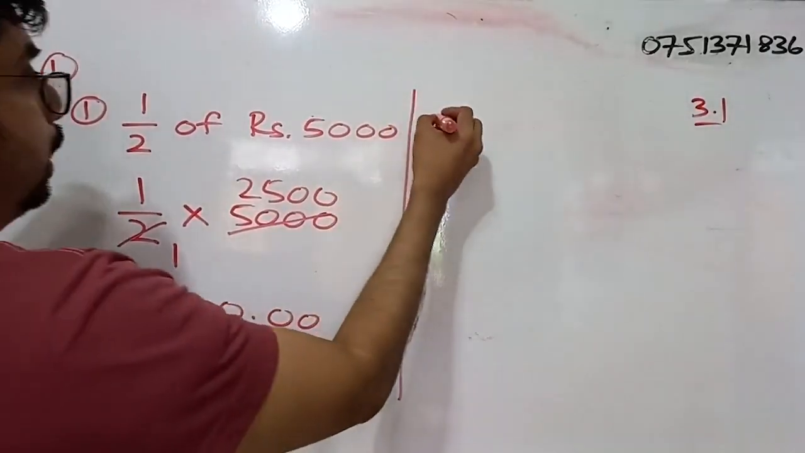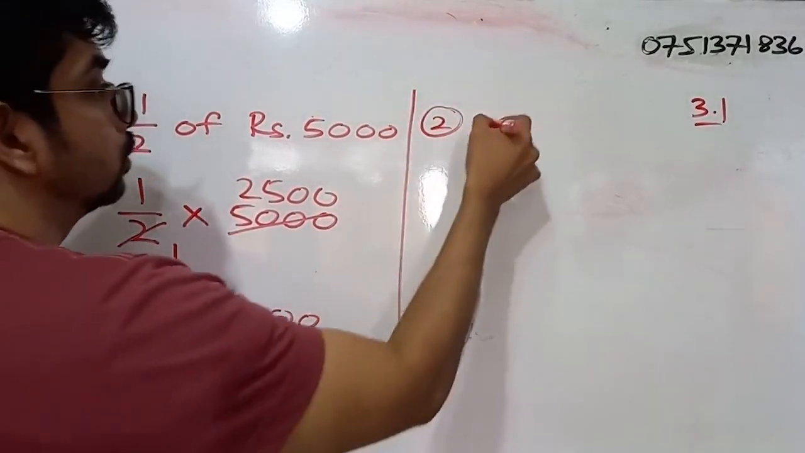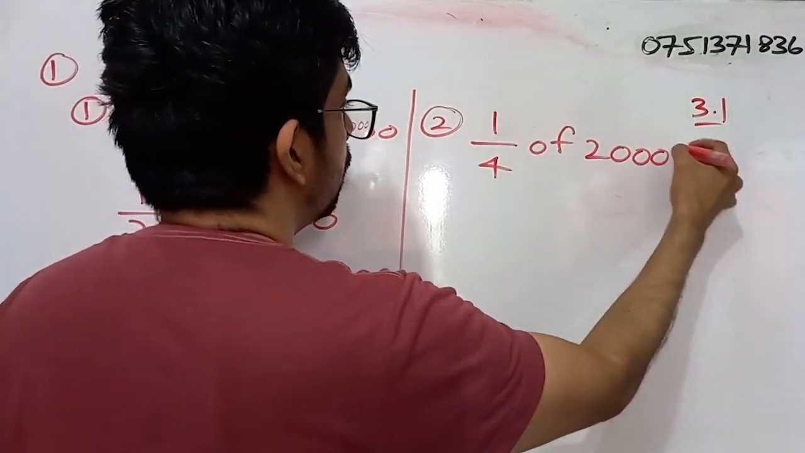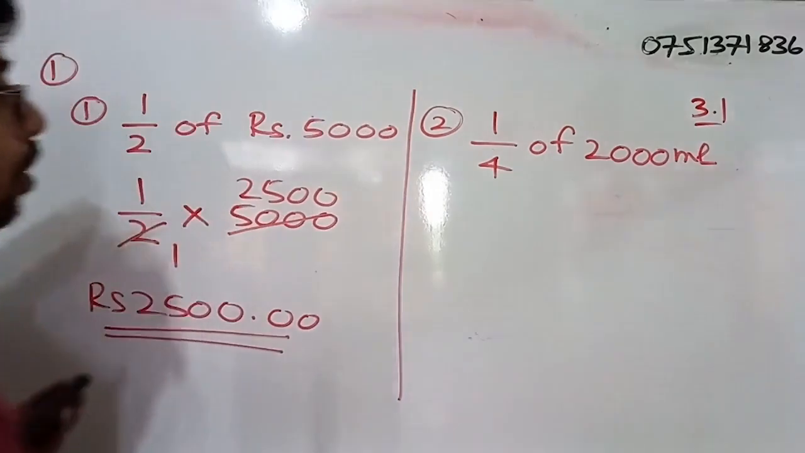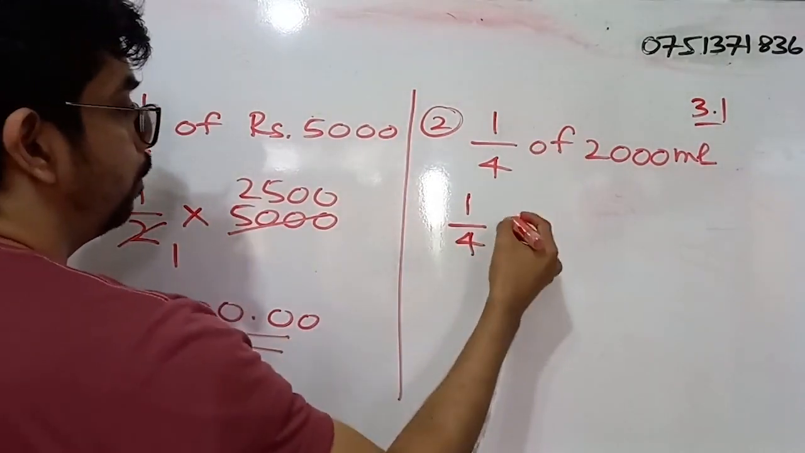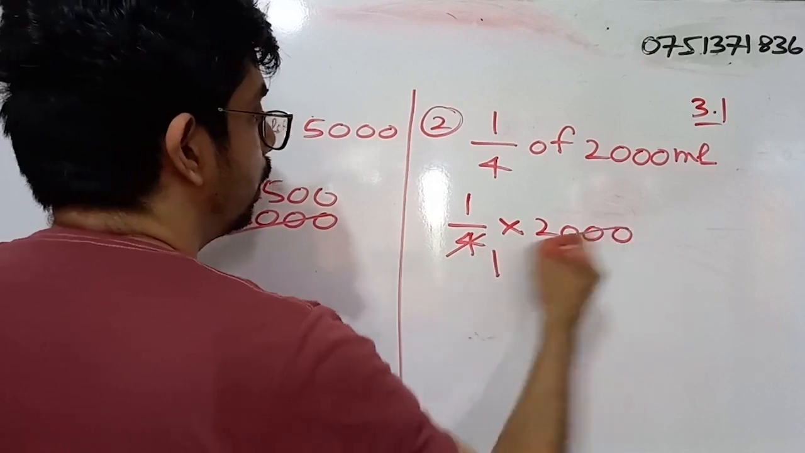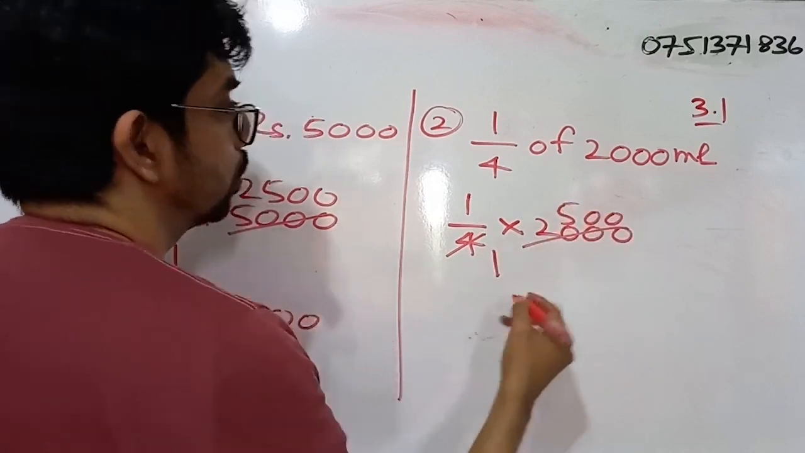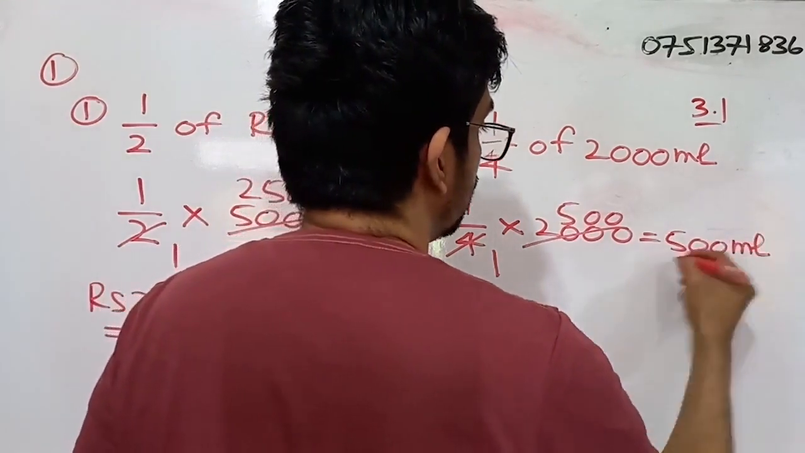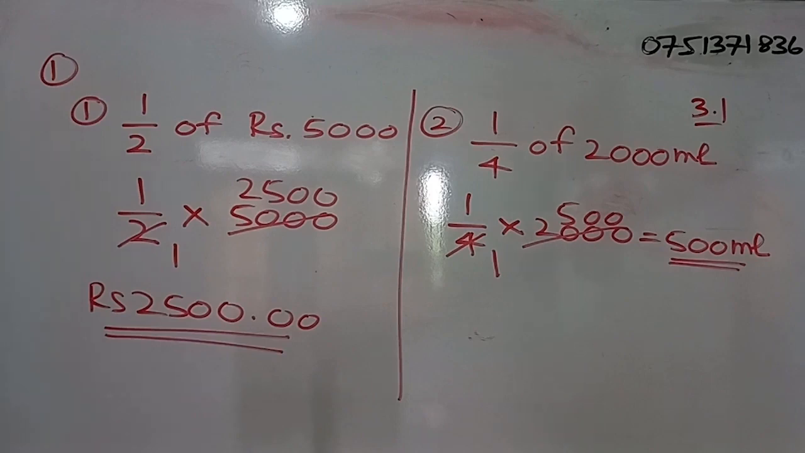Right, so the second one, what do we have? Quarter of 2,000 milliliters. So just as before, we replace off by what? The multiplication symbol. So 4 times 1, 4 times 500. So what is the answer? 500 milliliters. We always have to put the unit.